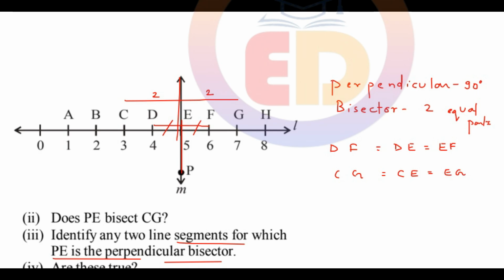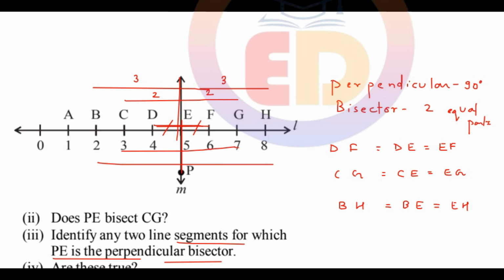Third is, if you look from B to H, B to E is 3 units, E to H is also 3 units. So it is also dividing the line segment BH into two equal parts, which are BE and EH. And it is also making a 90-degree angle with all the three line segments, which are DF, CG and BH. So we can say that the line PE is the perpendicular bisector of the line segment DF, the line segment CG and the line segment BH.